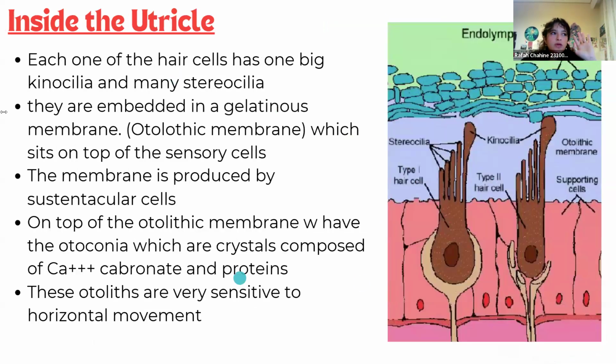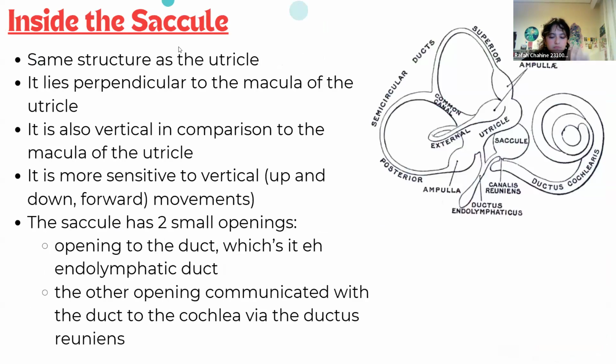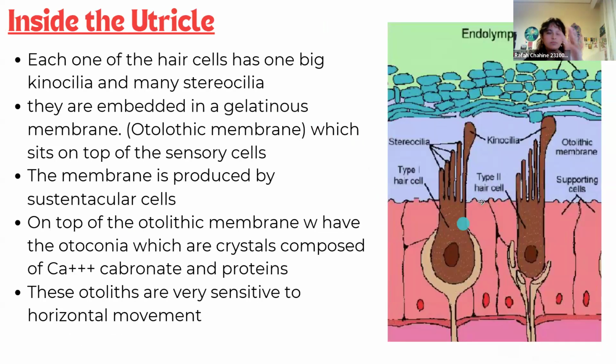Let's dive deeper into it. Now we're looking at inside the utricle. Inside the utricle, we have the same concept: kinocilia, stereocilia. The difference here is that these cilia are encased not in a tectorial membrane. Now it's completely different. They're encased in this gelatinous substance that is called the otolithic membrane.